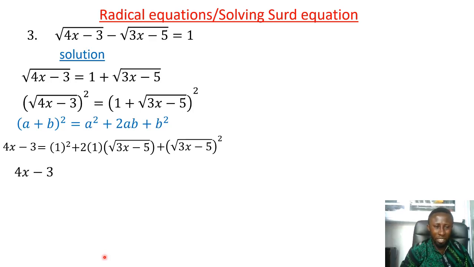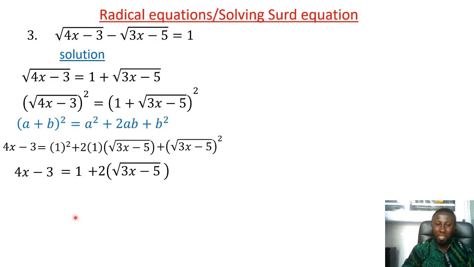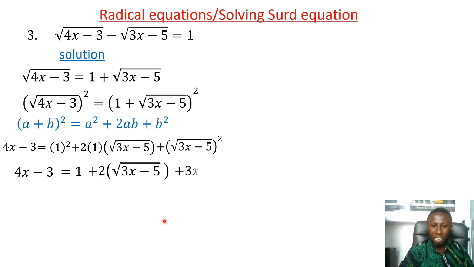Then, so, here repeat it. Equals 1 square is 1, we know. Then, plus 2 times 1 is what? 2. Then, times this. So we get 2 root 3s minus 5. Then this one cancels this, so it's plus 3s minus 5. You see, that's nice.